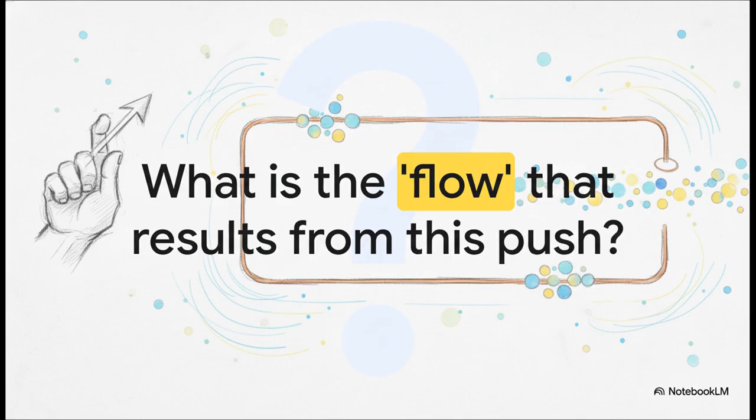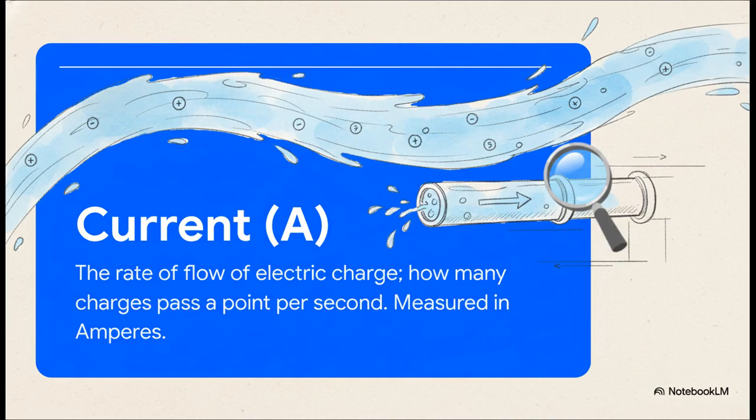Okay, so voltage is the push. Simple enough. But what do we call the actual movement? The flow of all those charges that happens because of that push. Well, that flow is called current, and we measure it in amps, or just amps for short. So let's go back to our water pipe. If voltage is the pressure, then current is the flow rate. It's literally how much water is moving past a certain point every single second. It's all about the quantity in motion.